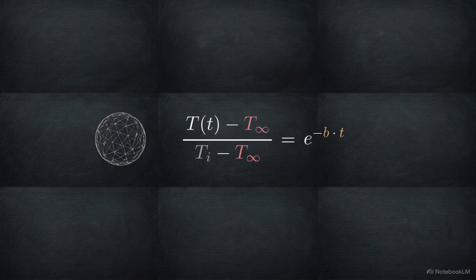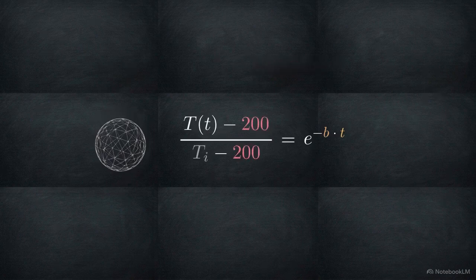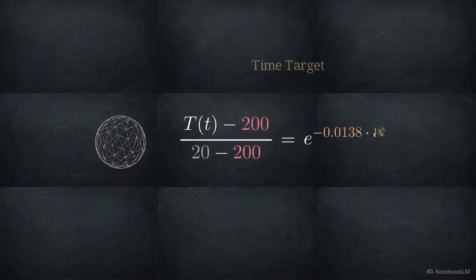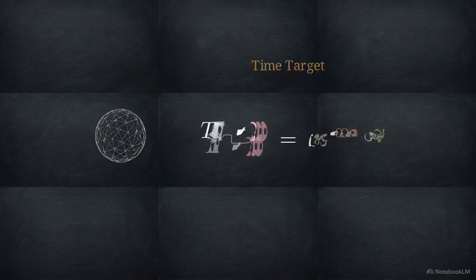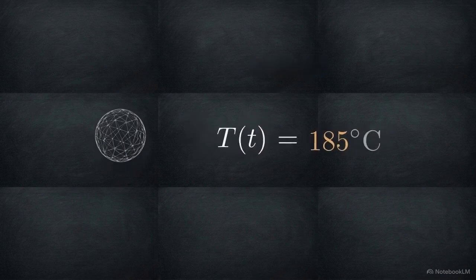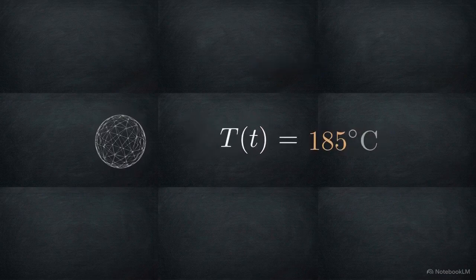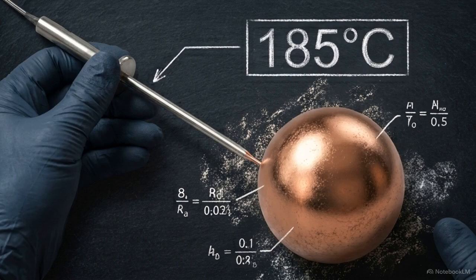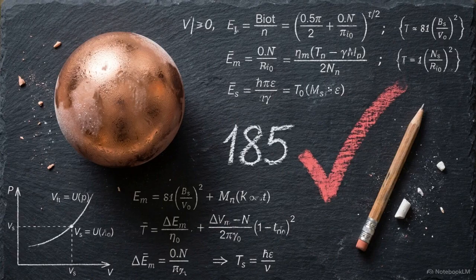We add the oven temperature, the properties of the copper, and our 3-minute time target. The math resolves instantly. The prediction? 185 degrees. If we open the oven at the 3-minute mark and check the core with a physical thermometer, it reads precisely 185 degrees. The equation didn't guess. It accurately mapped out reality using the strict physical laws that govern uniform heating.